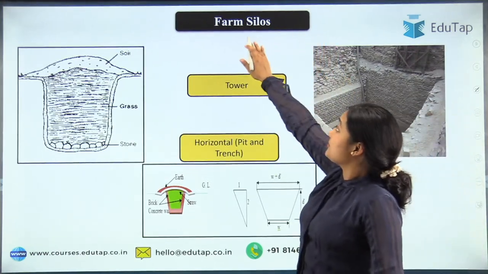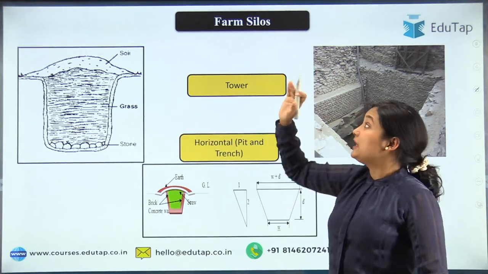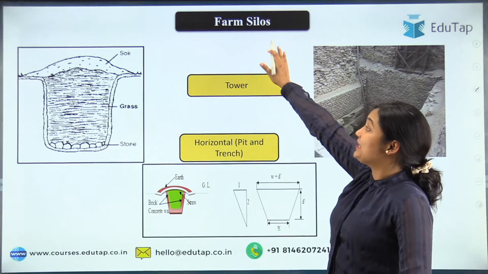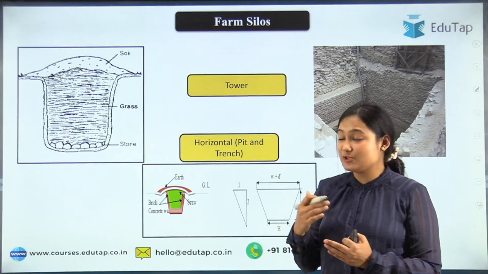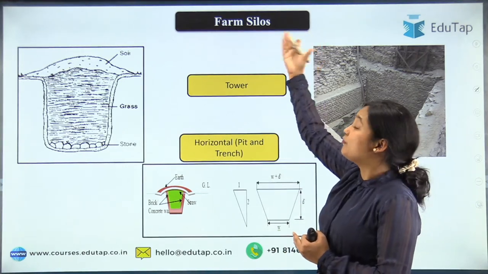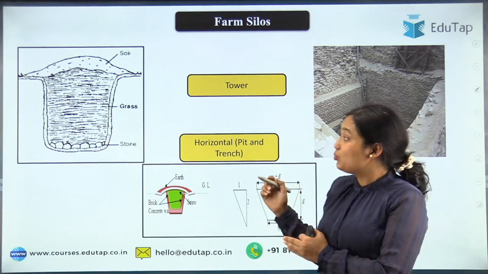Again, when we are talking about the farm silos, we have talked about the silo type structure. These were used for the grain. Now when we are moving to the farm silos, why are they named so? Because here we are not storing the grains. We are storing the grass or the forage or anything that is meant for the animals. So what will happen in that?